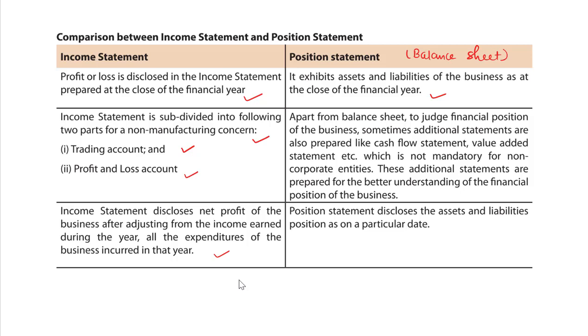Balance sheet. Apart from the balance sheet to judge the financial position of the business, sometimes additional statements are also prepared, like the cash flow statement. As per Accounting Standard 3, the cash flow statement is prepared. The value added statement is not mandatory for non-corporate entities. In India, very few companies make value added statements. It is an optional statement, so generally the Tata Group prepares a value added statement.